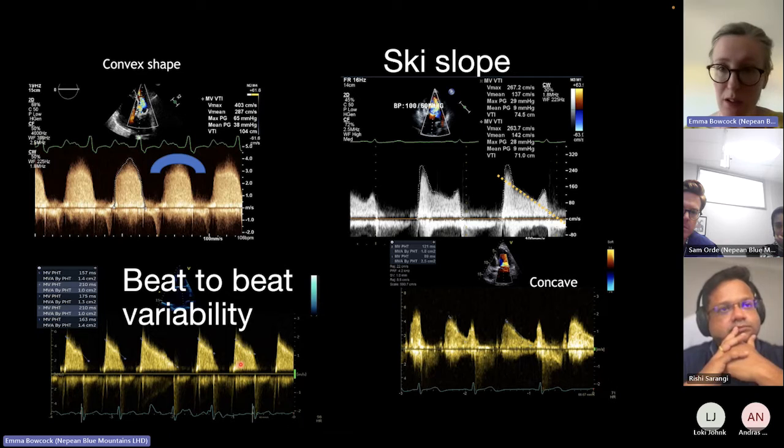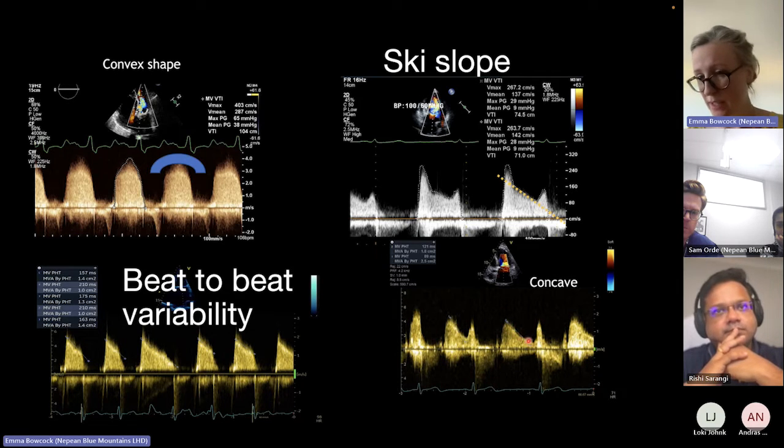Beat-to-beat variability can cause some trouble, and probably averaging is the way to go, which is the case I just showed you. Sometimes you get this sort of concave looking trace, and you just have to do your best with trying to trace that out as best you can. I'd probably start from here and work my way up there instead.